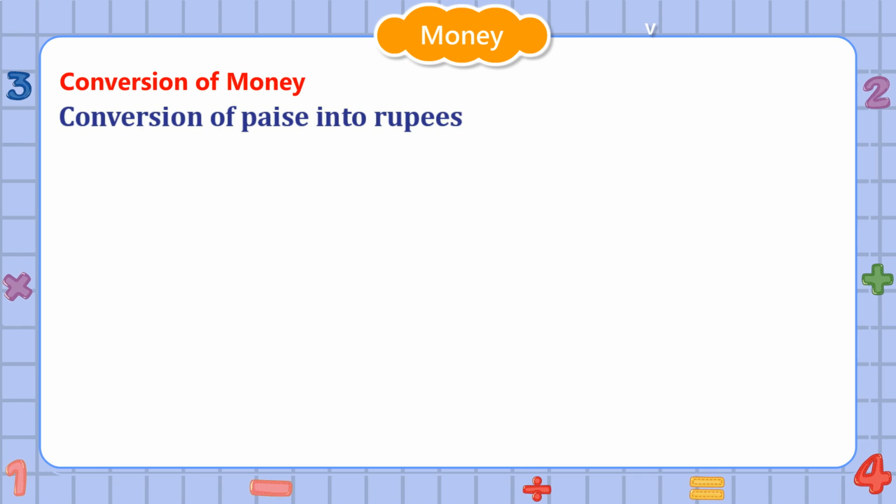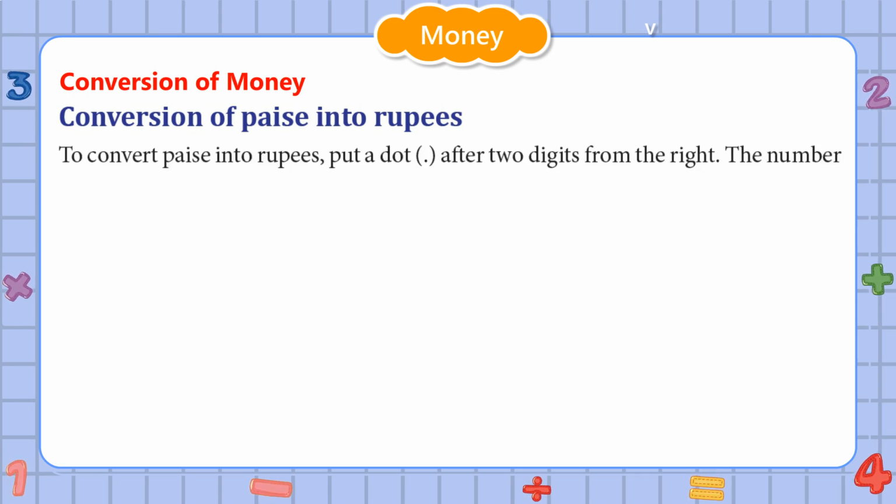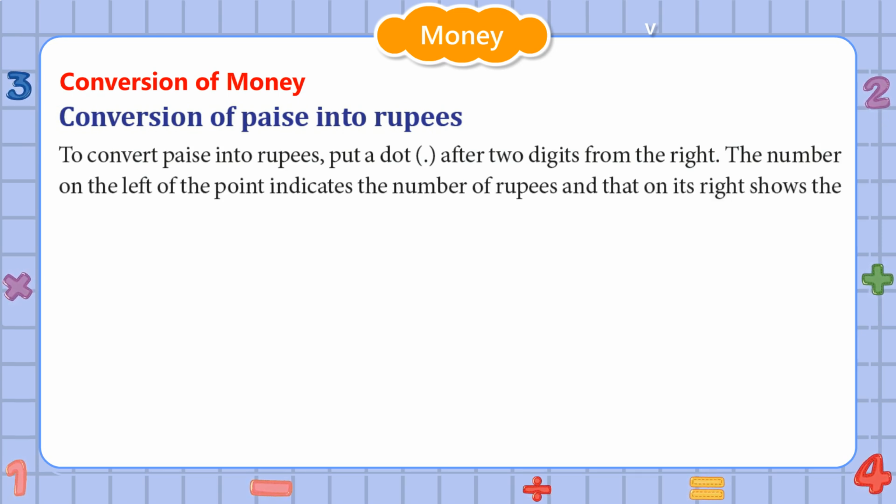Conversion of paise into rupees. To convert paise into rupees, put a dot after two digits from the right. The number on the left of the point indicates the number of rupees and that on its right shows the number of paise.